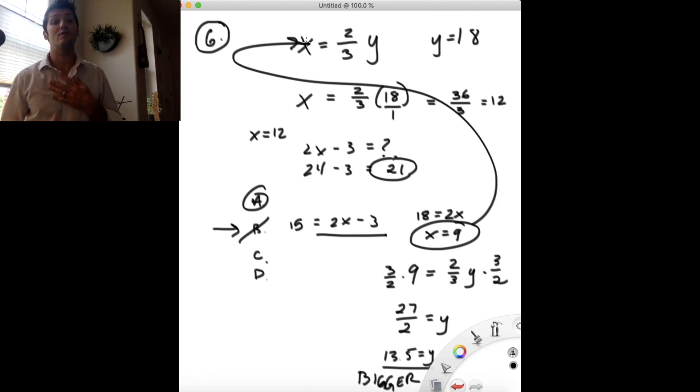If 15 was too big, well, I'd have to try out answer choice C, which is 12. And if that was too big, then I'd know it was D without doing any more work. Right? So the idea of using the answer choices is to cut down on the amount of work you're doing. So start in the middle.